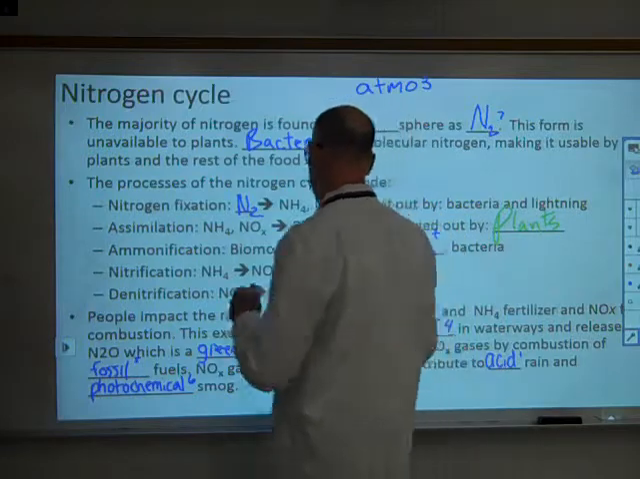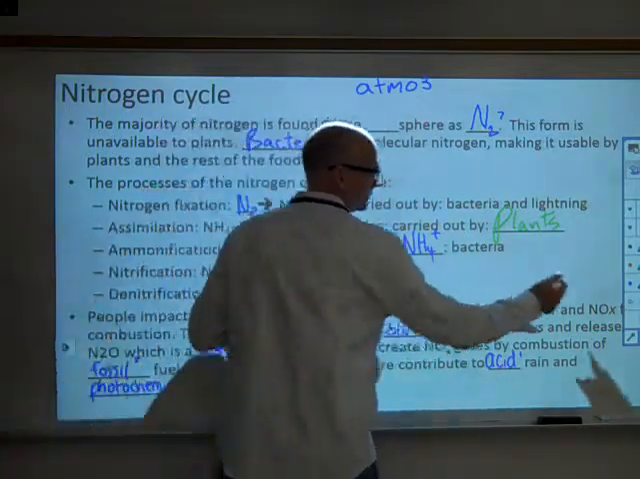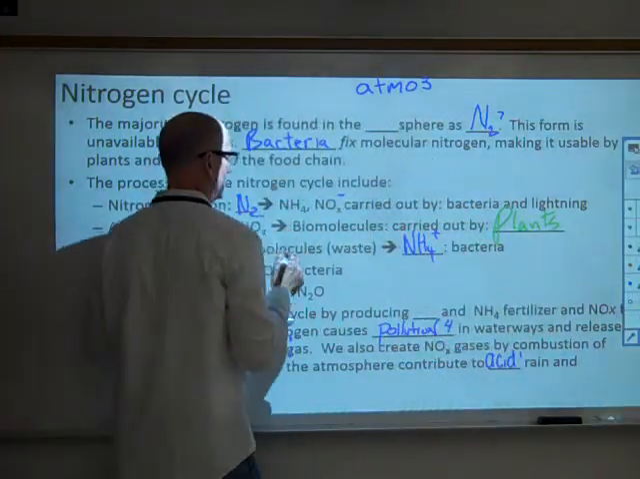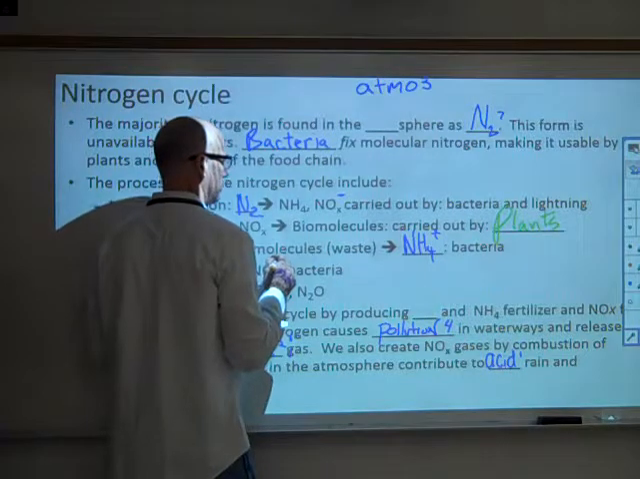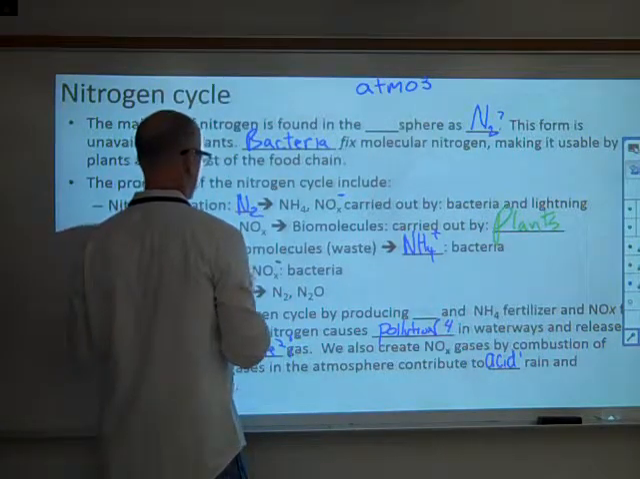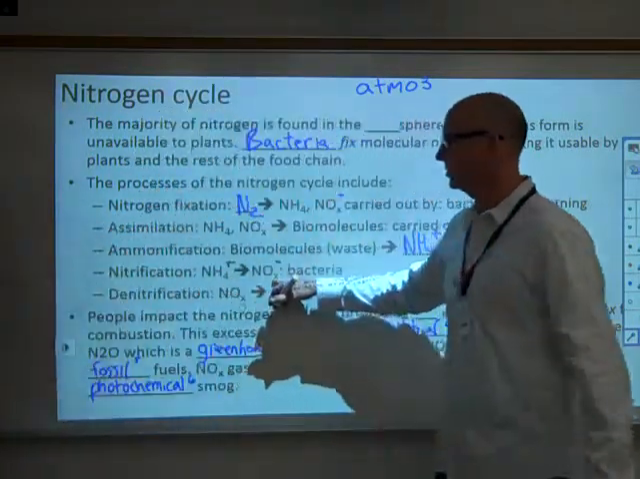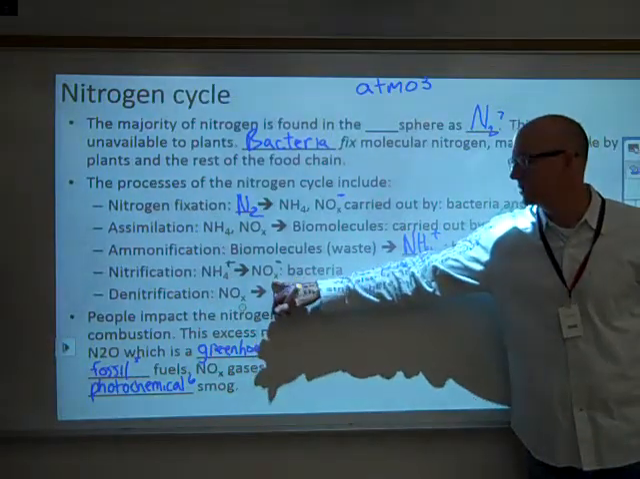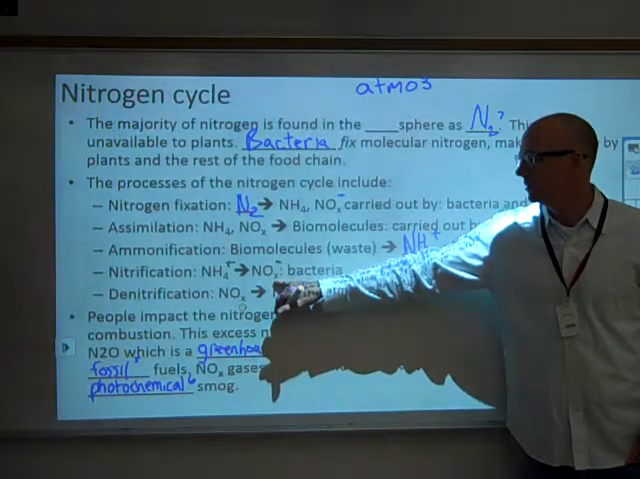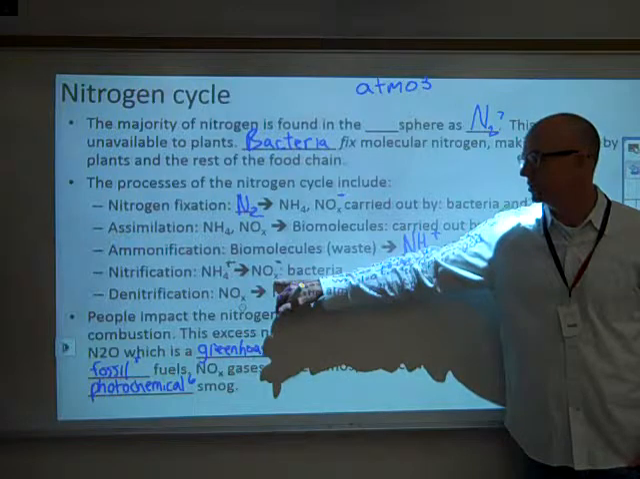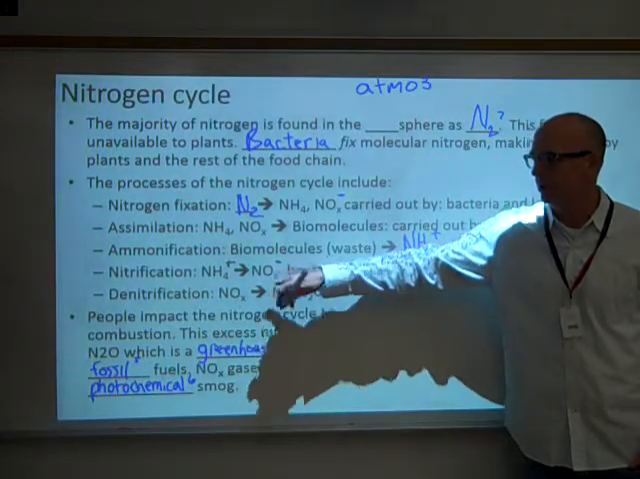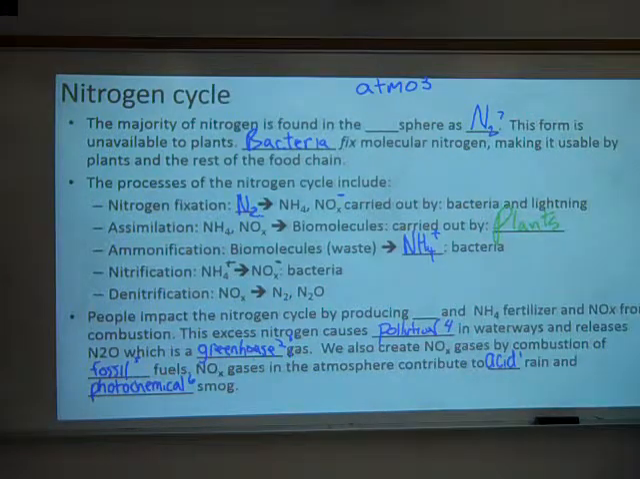NOx, which can be nitrites or nitrates: nitrites or NO2, and nitrates or NO3. So these are dissolved nitrogen-containing compounds. They're in the soil. It's what we use when we use fertilizer.